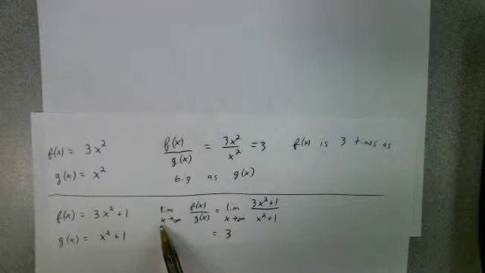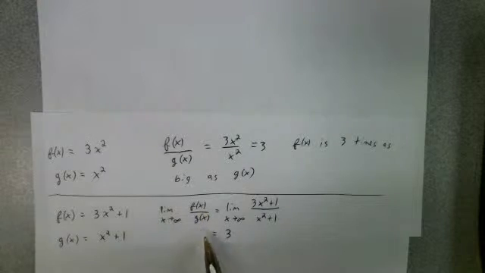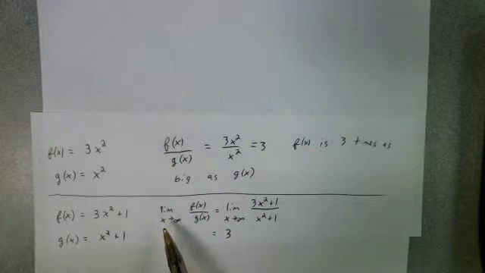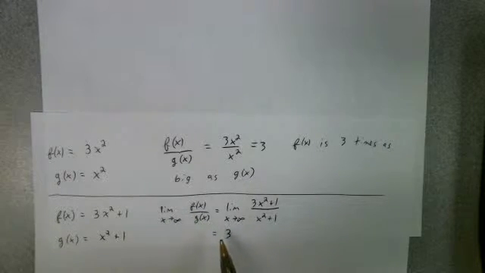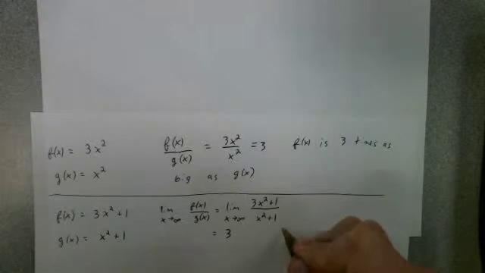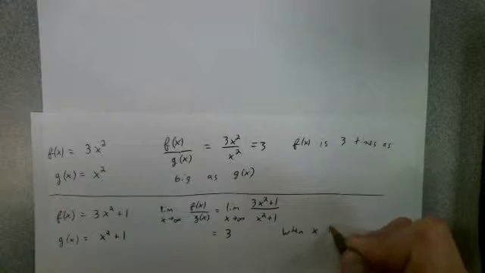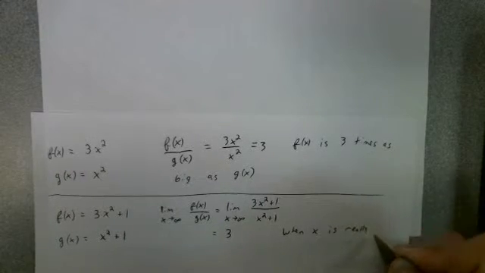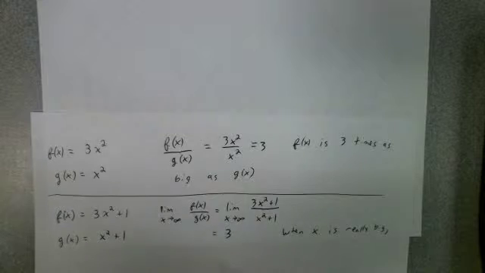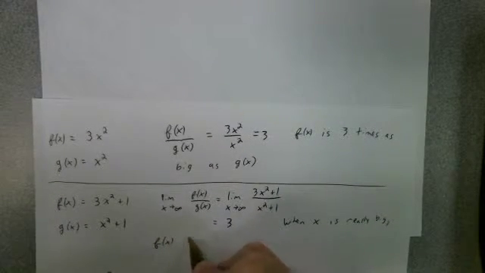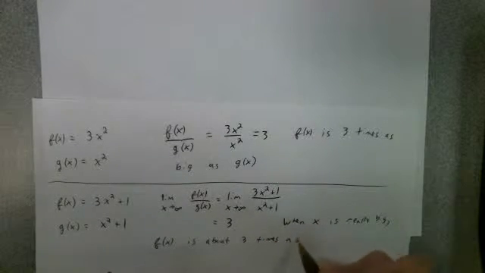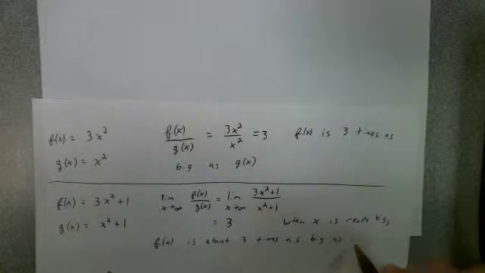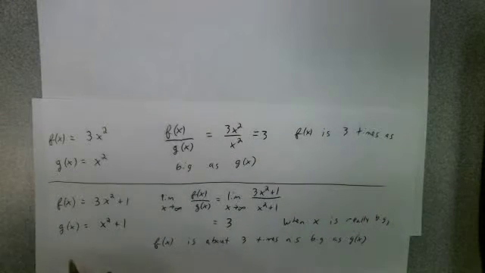So we're saying as x goes to infinity, f of x over g of x goes to 3. So we're saying when x is really, really big, f of x divided by g of x is really, really close to 3. So what we're really saying is when x is really big, f of x is about 3 times as big as g of x. That's what we're really saying there.